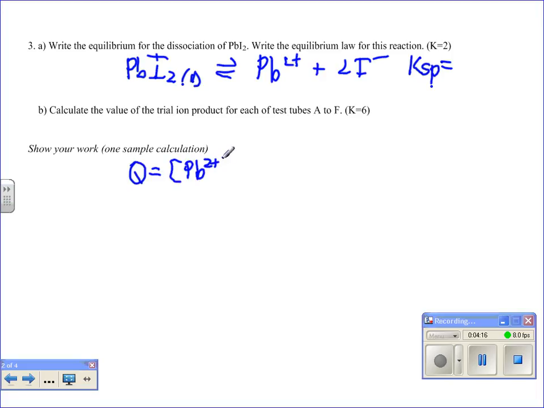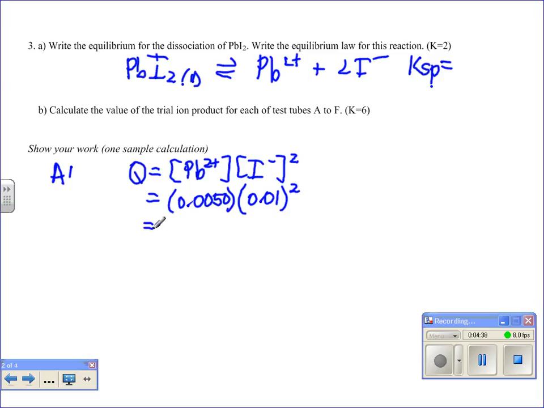we're calling it Q. So in test tube A, the example that we've been working on, we have from your pre-lab calculations the concentration of lead in that solution to be 0.005 and the concentration of the iodine to be 0.01, and we're going to square that. So what we have for this one here is a Q value of 5 times 10 to the negative 7. So for each of the test tubes, we're going to have a trial ion product.